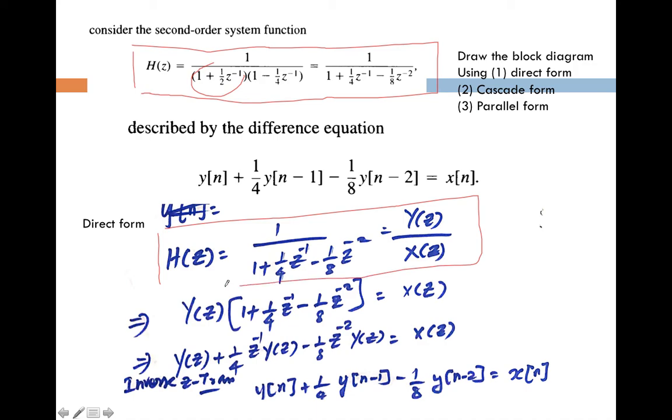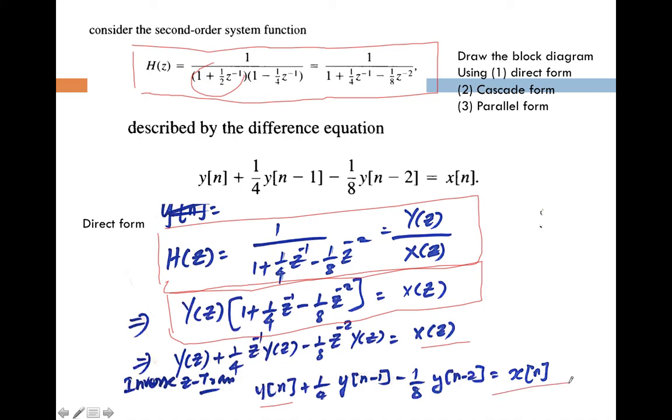When you are cross multiplying and taking the inverse transform that I have given here, h of z is equal to this function, and you have to cross multiply it. I'm not going to read all the function, so just have a look. When you are cross multiplying, you will get this one, and you have to multiply y of z inside the bracket. You will get y of z plus 1 by 4 z power -1 y of z minus 1 by 8 into z power -2 into y of z, and it is equal to x of z. You have to take the inverse z transform of this equation. You will get y of n plus 1 by 4 y of n minus 1 minus 1 by 8 y of n minus 2 is equal to x of n.